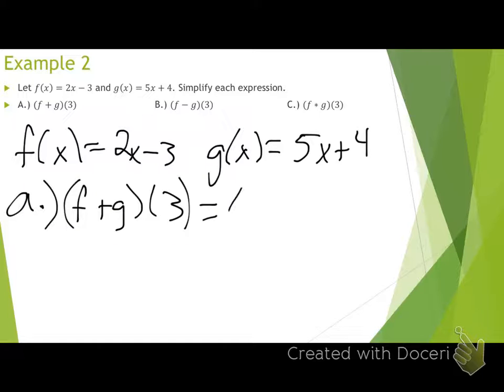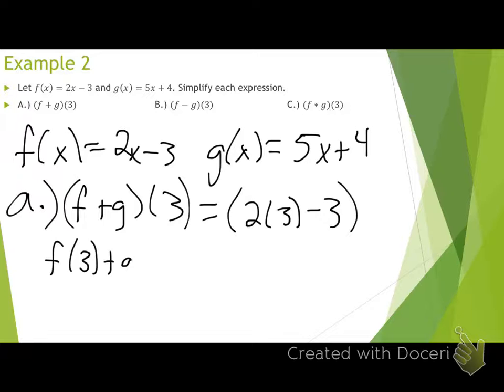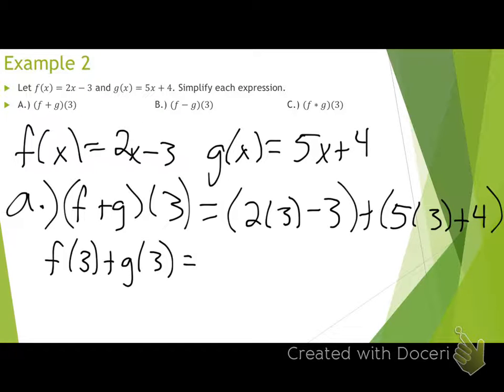So what would f of 3 look like? 2 times 3 minus 3, right? That would be f of 3, because in this case, I'm technically finding f of 3 plus g of 3. That's what f plus g of 3 tells me to do, right? Plus, what would g of 3 look like? 5 times 3 plus 4. Everyone okay with what I've done? I plugged in 3 while I'm doing f of x plus g of x.